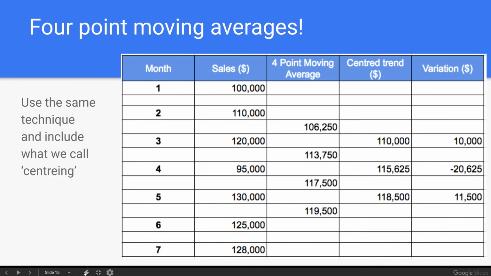This one is a little more complicated in that we use something called centering. So you still have the variation column, you have the moving average column, and you have the actual sales column with the months. The centered trend is what's new.